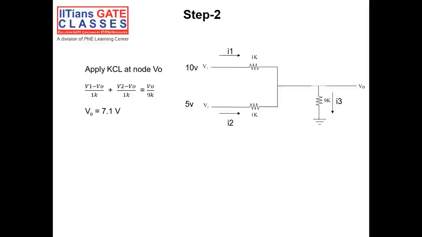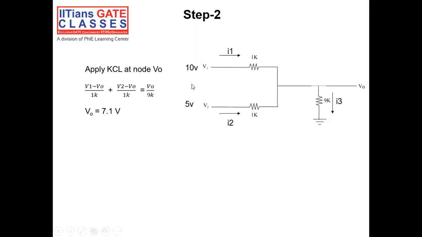So what will be I1? I1 will be V1 minus V naught divided by 1K. So here I have written V1 minus V naught divided by 1K, plus I2. What will be I2? It will be V2 minus V naught divided by 1K, equal to I3. And what will be I3? It will be V naught divided by 9K.